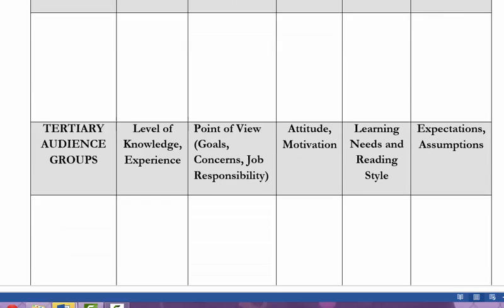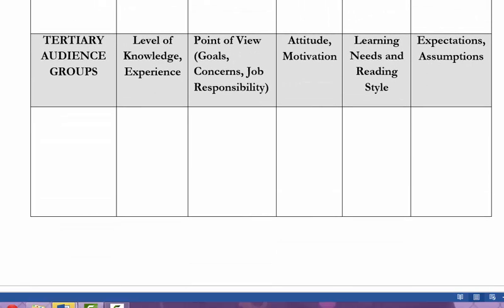And then you should also consider if there might be even further removed audience members. For example, is it possible that this report may then become public? At that point, you would need to still have in mind the needs of the public who will be reading this. Is this report going to be forwarded to another company? So you need to also be considering the tertiary audiences.